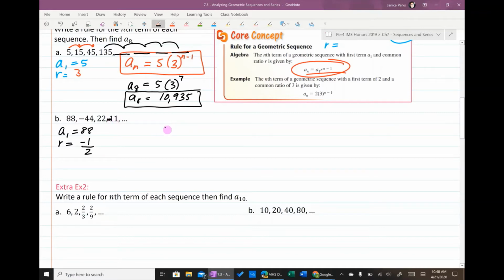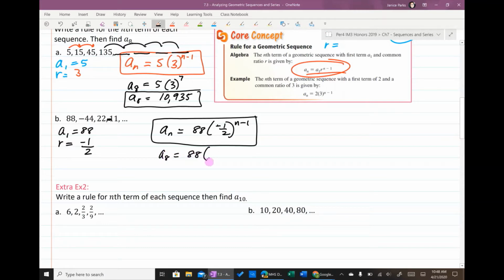Okay, so the formula a sub n is equal to 88 times -1/2 to the n minus 1 power. And then to find the 8th term, you do -1/2 to the 8 minus 1, to the 7th, which is 88 over 1 times -1 to the 7th and 2 to the 7th. So that's 88 over 128, which is -11/16.